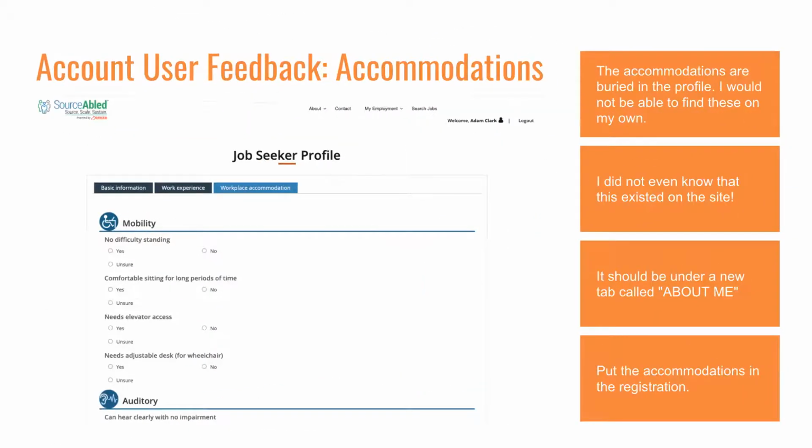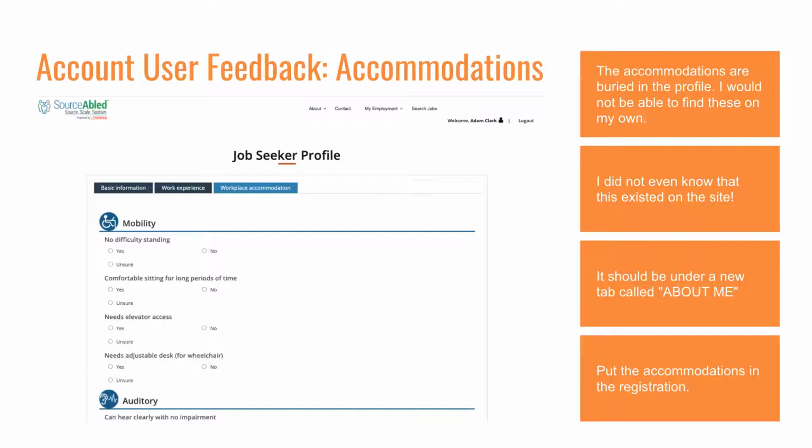And then finally, the accommodations section. The users overwhelmingly felt that this felt very buried in My Employment, then account, and then having to find it in there. So they would not be able to find this on their own. Somebody said, I didn't know that this existed. Somebody said that there could be a new tab called About Me that maybe would have that information. And then also the recommendation again to put the accommodations into the registration. So a lot of thought, a lot of experiences gathered by all of our users.